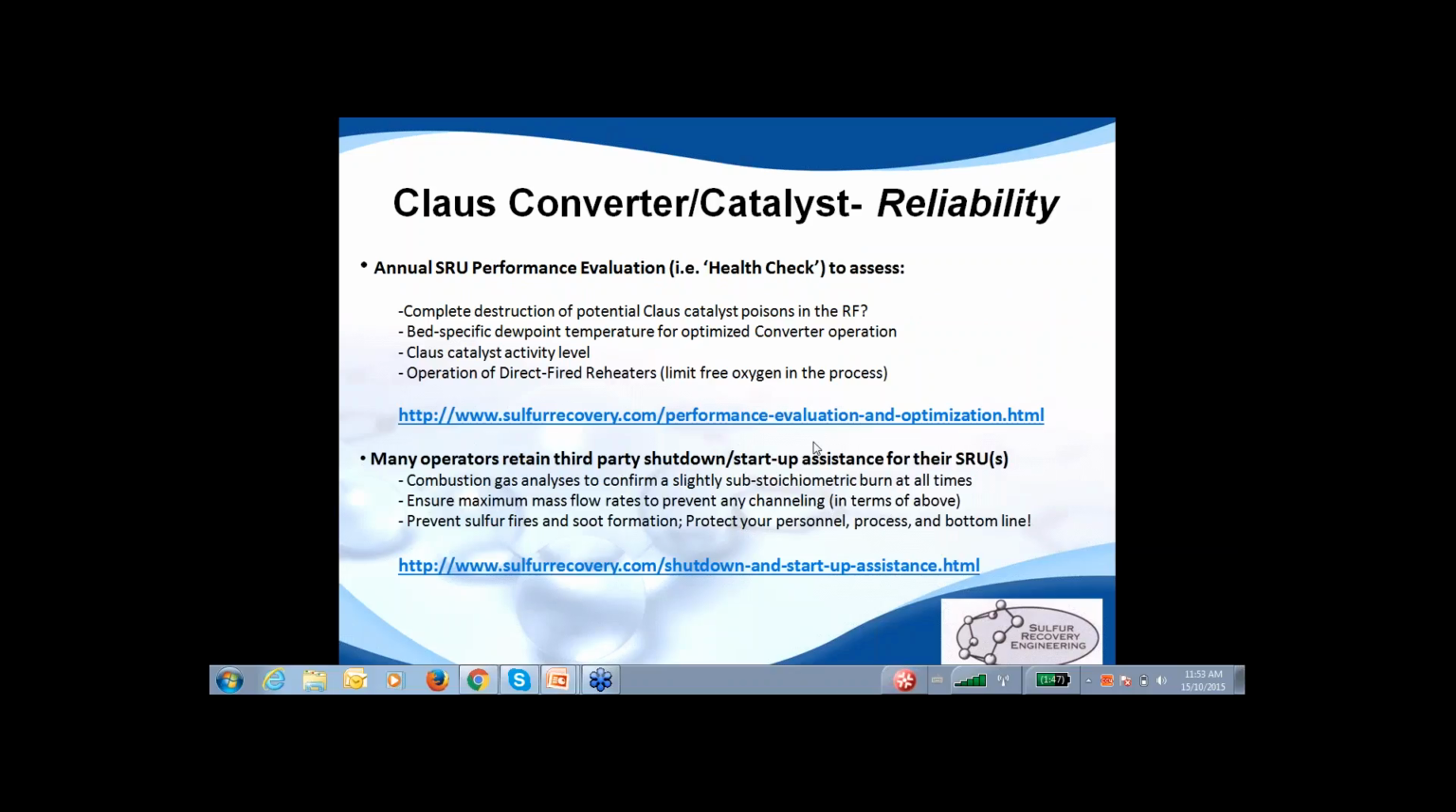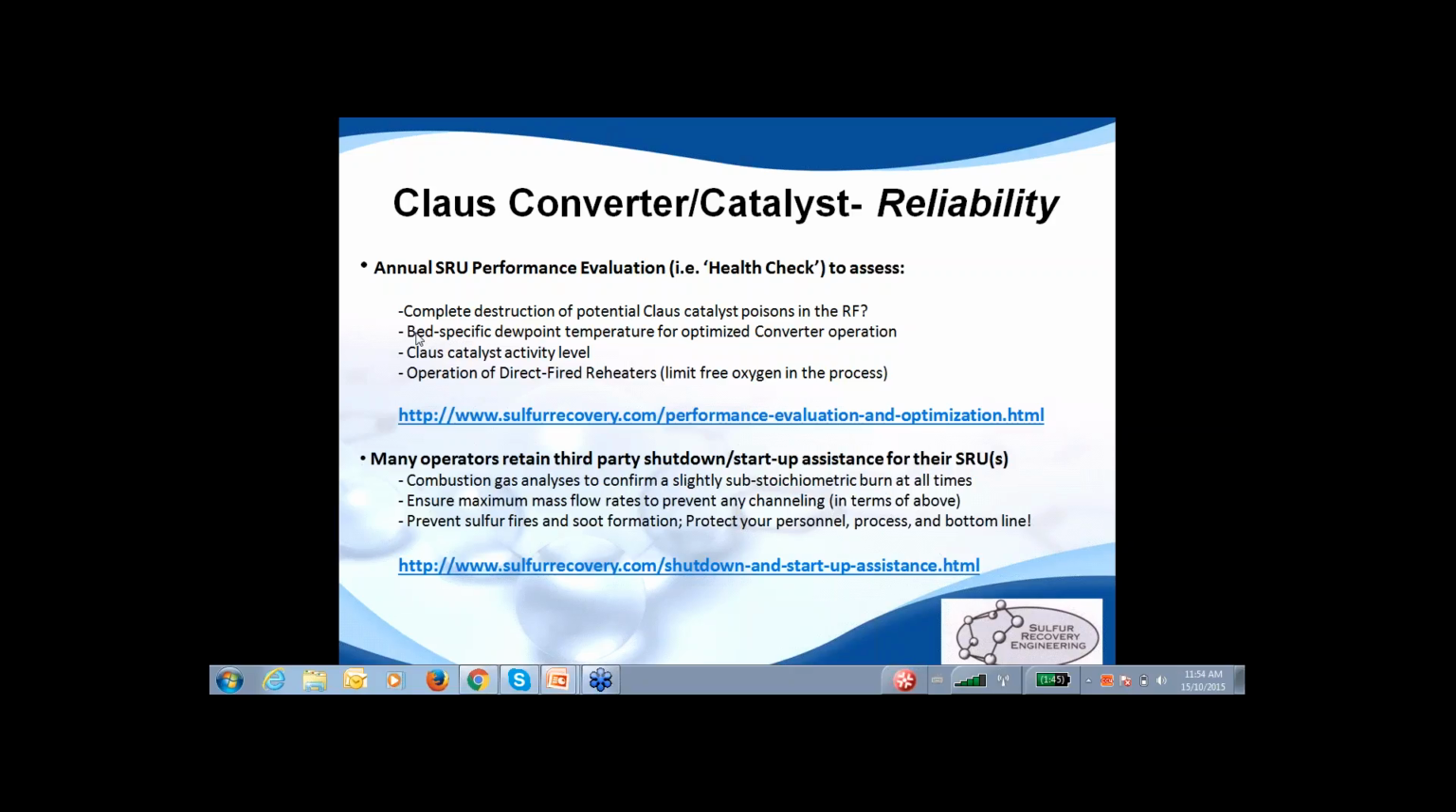In terms of Claus converter and catalyst reliability and performance, it's always highly recommended to conduct an annual SRU performance evaluation to assess the level of destruction of contaminants in our feed gas streams to the SRU. We want to ensure that we don't have any contaminants like the BTEX components, benzene, toluene, ethylbenzene, and the xylenes that are carrying past the RF to our Claus converters. Gas testing and analysis will allow us to determine and prescribe converter operating temperatures relative to bed-specific dew point temperatures.